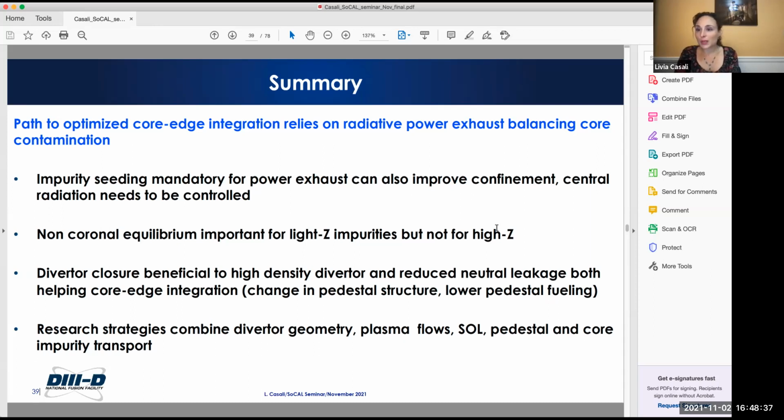Impurity seeding, which is necessary for power exhaust, can also lead to confinement improvement as long as the central radiation can be controlled. We have seen also the importance of coronal and non-coronal effects, which need to be taken into account. Divertor closure is beneficial to high density divertor and reduces neutral leakage, both helping the core edge integration. I show some research strategy for combining divertor geometry, plasma flow, scrape off layer, core and impurity transport.